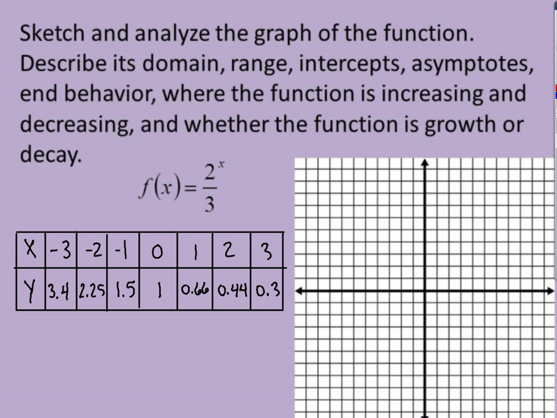So once you have the y values, then we can graph these on our graph to see what the function is going to look like. And our graph will look like this. Now we have to find the domain, range, intercepts, asymptotes, limits, where it's increasing, decreasing, and whether it's growth or decay. So if we look at our function, our domain, we have arrows pointing to the left, arrows pointing to the right. There's no place where this stops, so our domain is going to be from negative infinity to positive infinity.